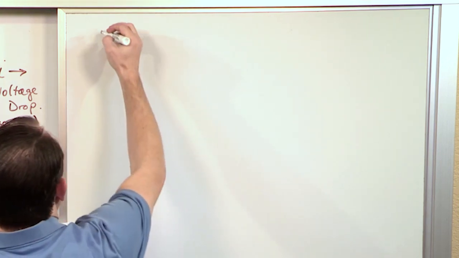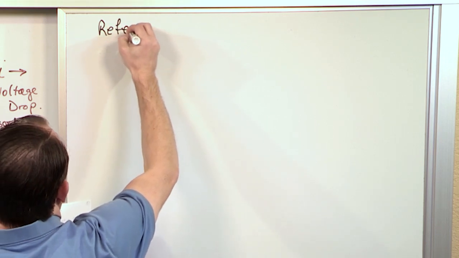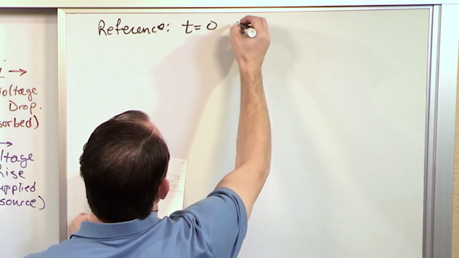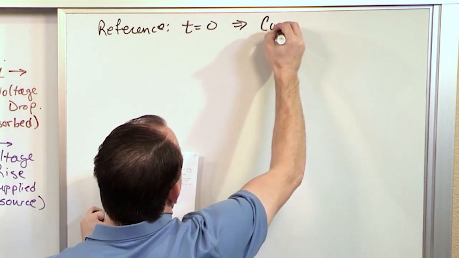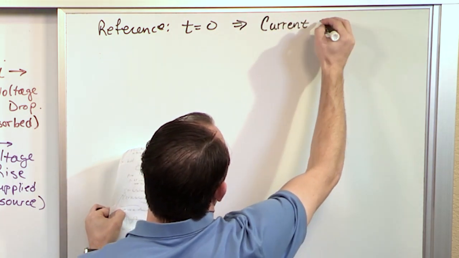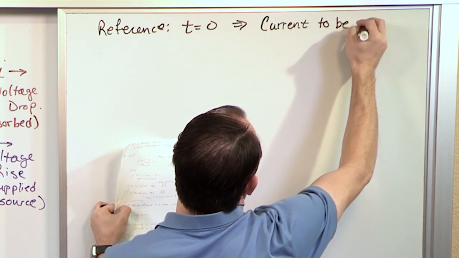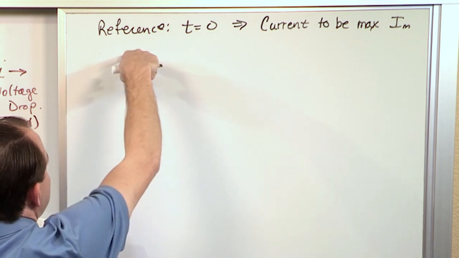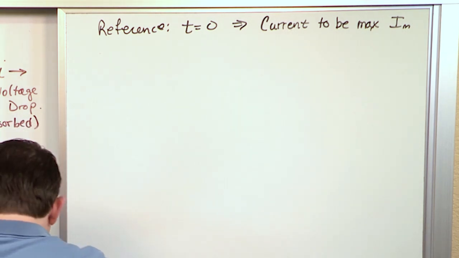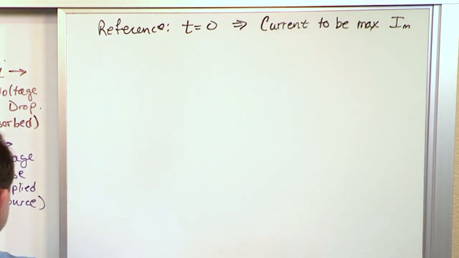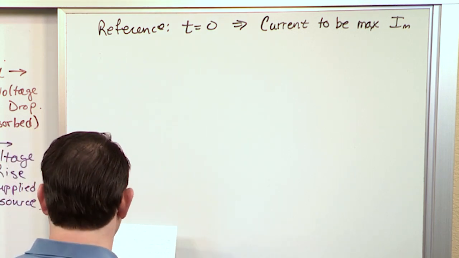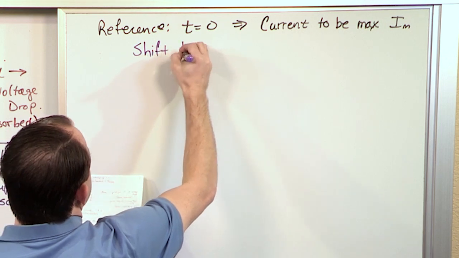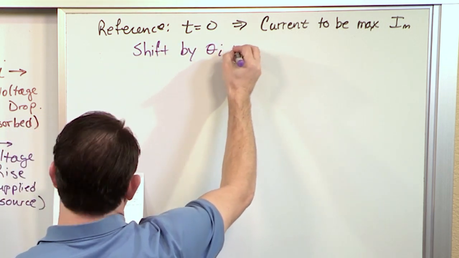So we want as a reference, at t equal to 0, we want the current I to be a maximum, which is I sub m. We want the maximum point. We want the top of that curve to be there at t equal to 0. So the only way to really do that is to shift it back by theta I. And I'll show you what I'm talking about in a second.